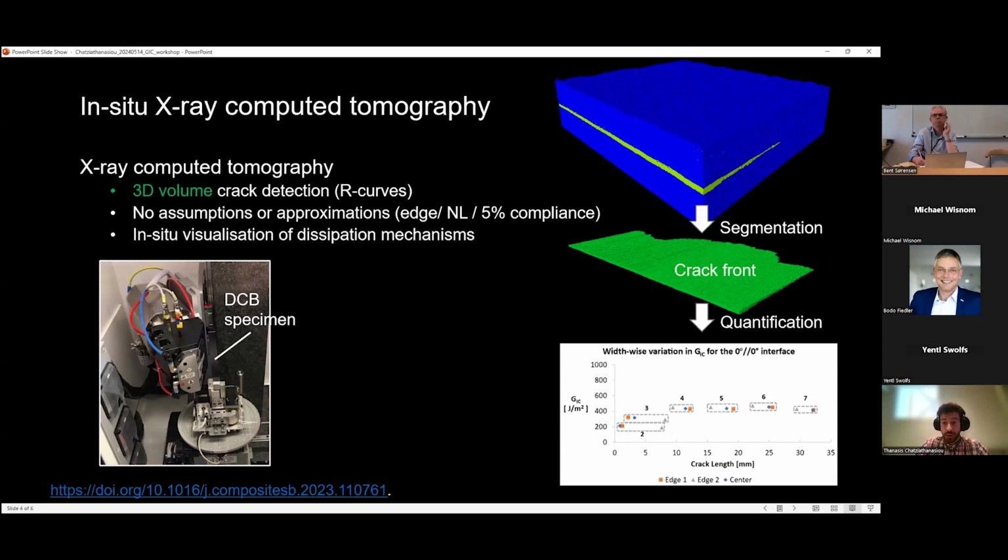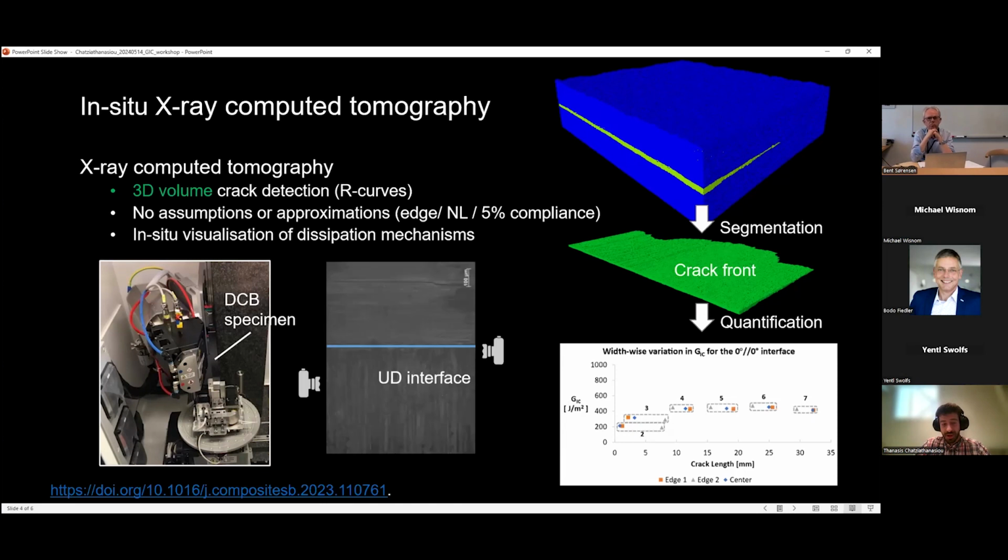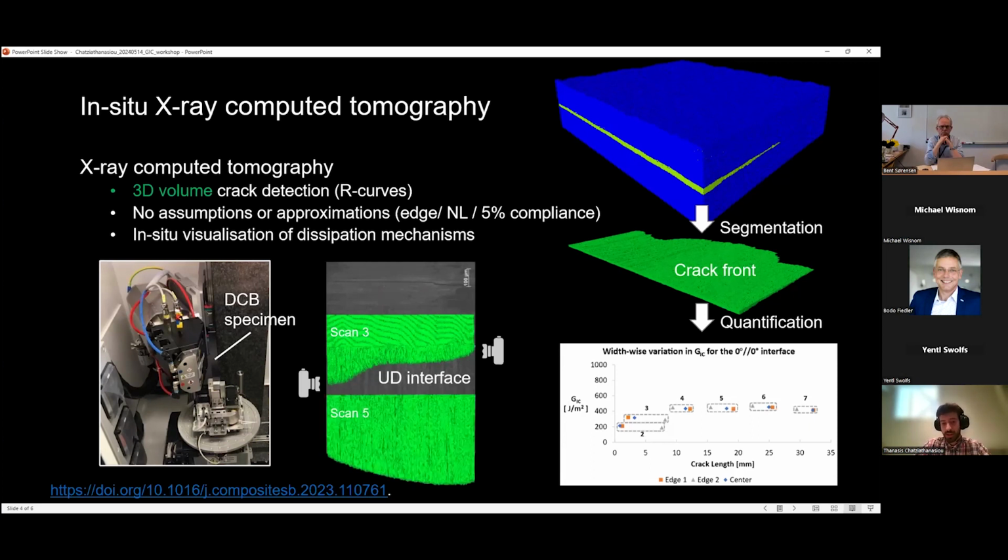Now, this is a 0-0 interface, so it complies with the standards. And the benefit in this case is that, as you can see, I don't have to use a camera on the edge or the other edge, and wonder which one is the correct one. And then I can do it in situ, meaning under load, I can take multiple scans and see how the crack profile evolves in time.